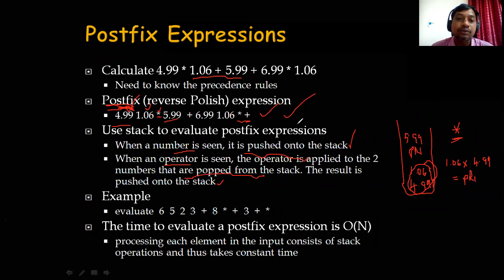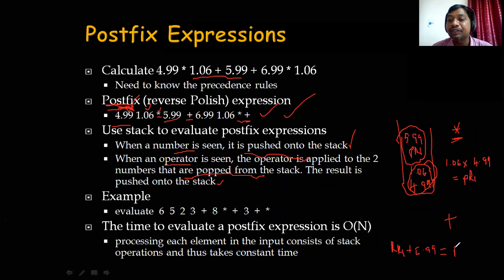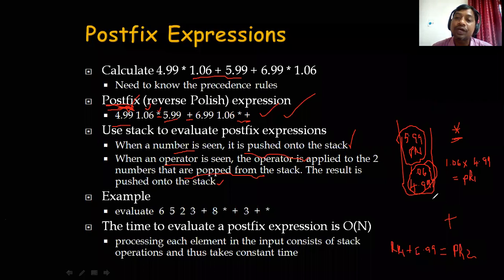Now the next input symbol is plus. Whenever you see an operator, pop off the top two symbols from the stack. The top two symbols are the partial result of the first operation, that is PR1, and 5.99. You have to perform PR1 plus 5.99. After performing this operation, you will get some result. Let me consider this as partial result 2. Now you have to insert that result back into the stack, PR2.